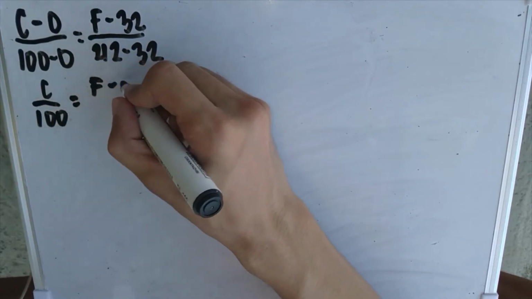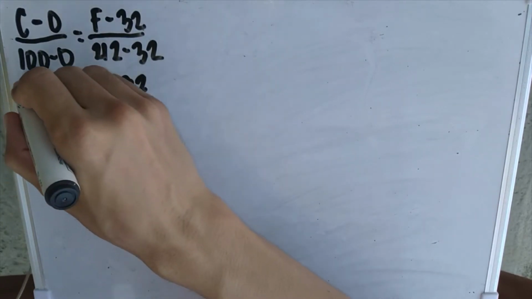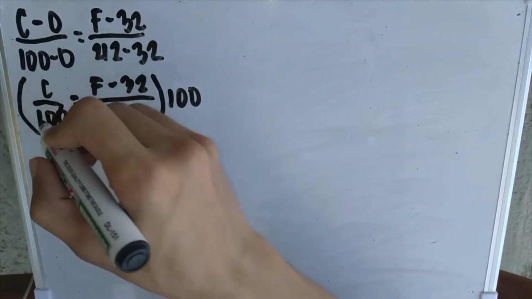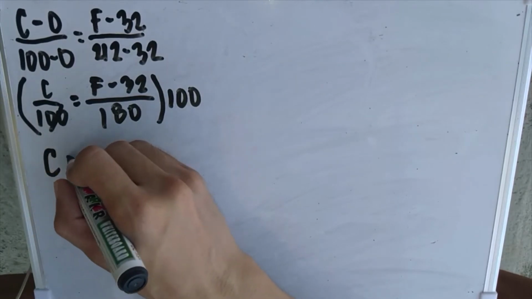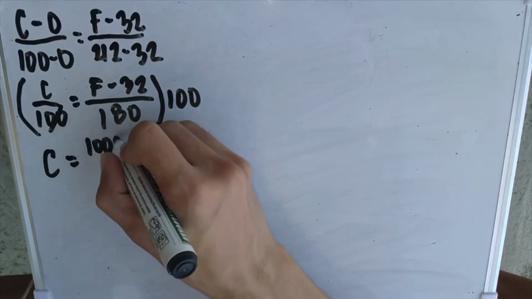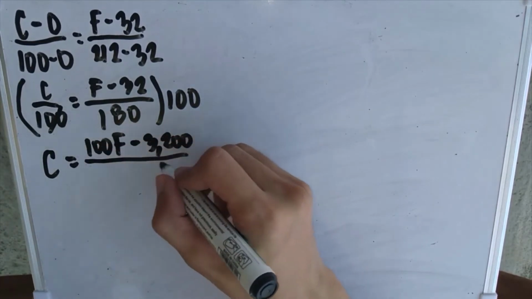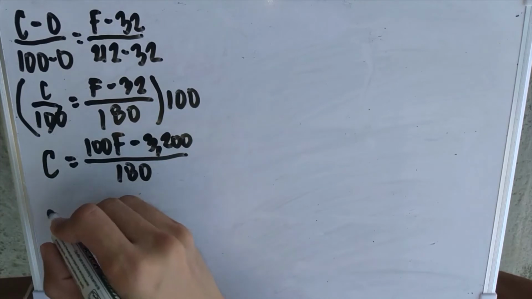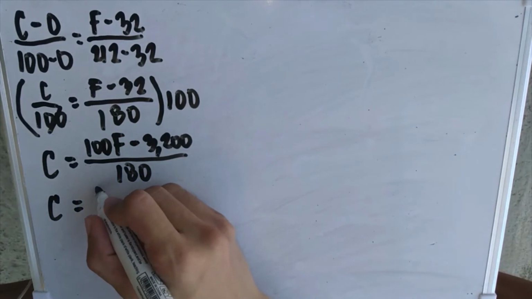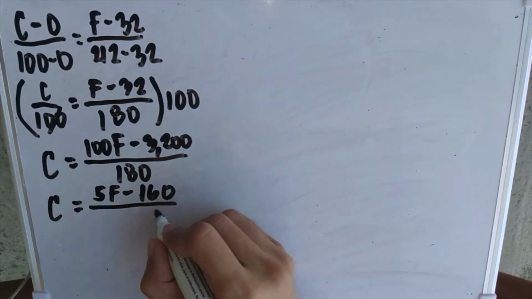minus 32 over 180. And multiplying both sides of the equation by 100 so that we can get rid of 100 here. So we can get C equals, substituting 100 to the right side of our equation, 100F minus 3,200 over 180. And getting the lowest term, by simply dividing the numerator and denominator by 20, we can get 5F minus 160 over 9.